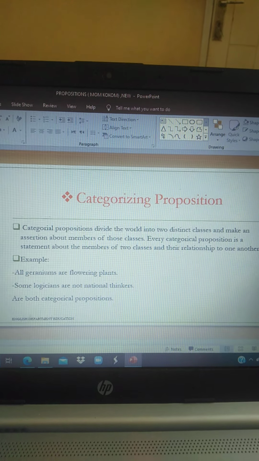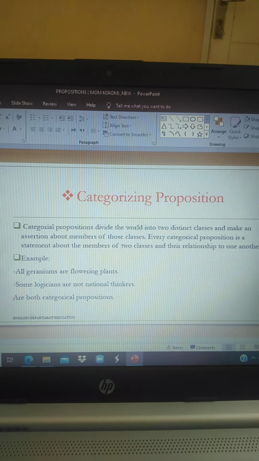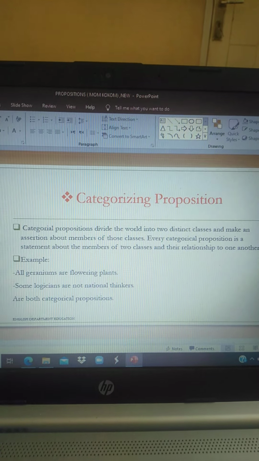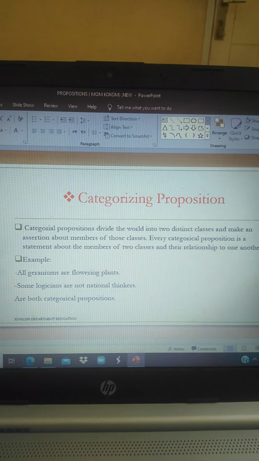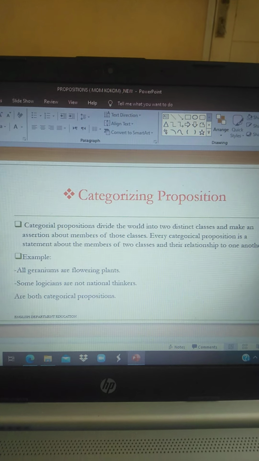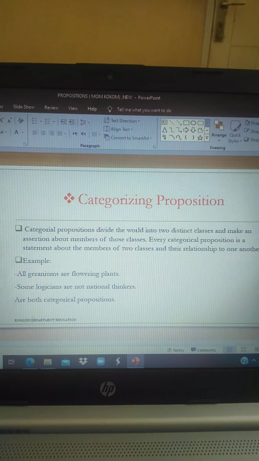Categorizing propositions. Categorical propositions divide the world into two distinct classes and make an assertion about members of those classes. Every categorical proposition is a statement about the members of two classes and their relationship to one another. Example: all geraniums are flowering plants.